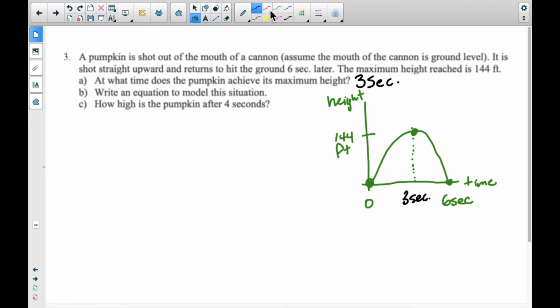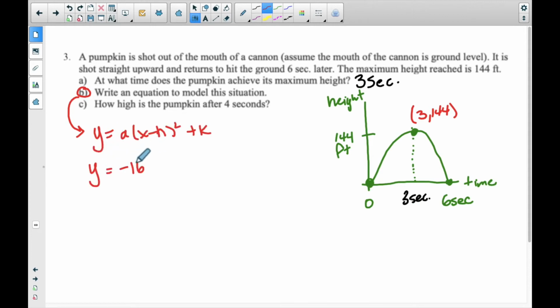Question B, write an equation to model this situation. It does not say what kind of equation. I'm going to choose a vertex equation because I know the vertex. The coordinates of this vertex are 3, 144. So my vertex form is y equals a times x minus h to the second plus k. I know that my a is negative 16. If you're on Earth, your a is always negative 16. My vertex is 3, 144. That's my h and my k. So it's negative 16 times x minus 3 squared plus 144. That's the answer on letter B.